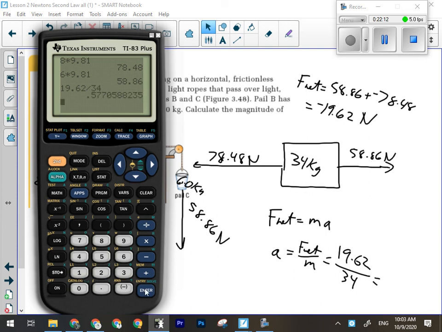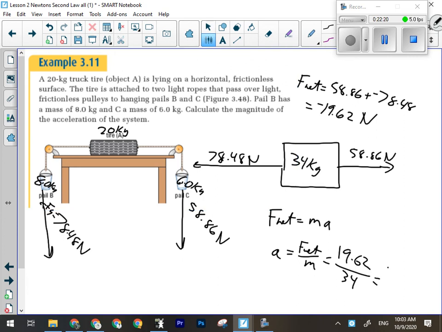Okay, so the entire system will move at 0.58 meters per second squared. I cannot put a vector on that because the 8 kilogram pail is going to fall, the tire is going to move to the left, and the 6 kilogram pail is going to move up. All three parts of the system move in different directions, but they all move at 0.58 meters per second squared. Everybody all right with that idea?